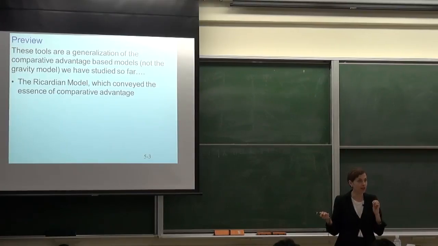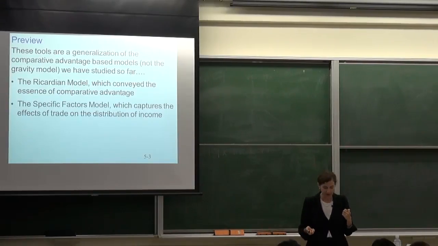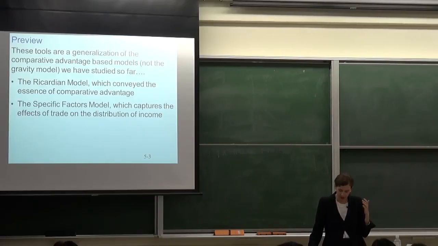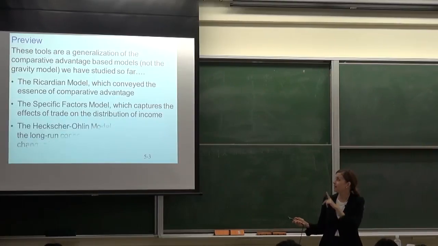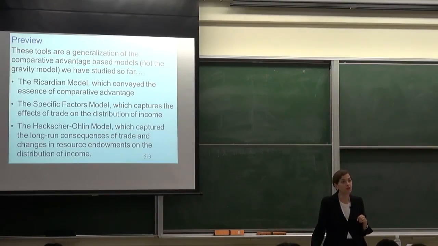What were they again? The Ricardian model. This introduced the intuition or the main idea behind comparative advantage. The specific factors model, which helped us to understand how trade affects the distribution of income and why some groups may be strongly in support of trade and some groups may be very, very against trade. And then the model that we did last week, the Heckscher-Ohlin model, which gave us tools to look at the long-run consequences of trade and what happens when there are changes in resource endowments to the distribution of income within a country.